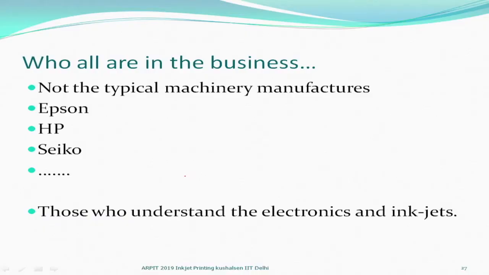Who are the type of people who are in the business? Not the typical textile machinery manufacturers. Now you have something called Epson. You remember Epson? Paper printing systems. HP, Seiko. Did you hear them before? Any printing systems? These are the guys who understand the electronics and the jets, inkjets, and therefore they are now in the business of textiles as well.